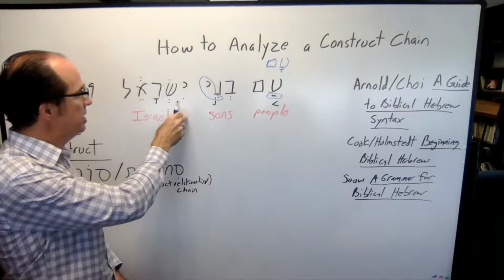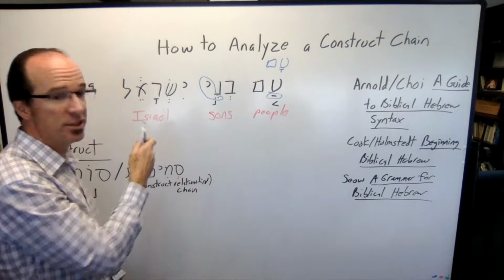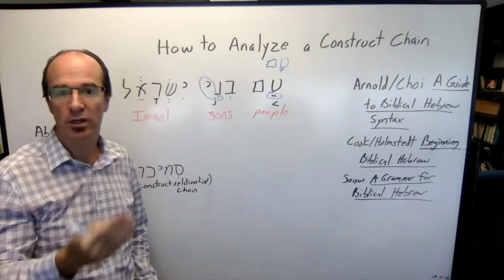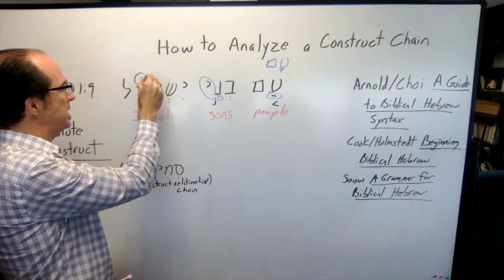And then we have Yisrael. Yisrael is absolute because it's a proper name. So you're not going to see a proper name ever in a construct state. And we also can note that this signals the end of a chain.